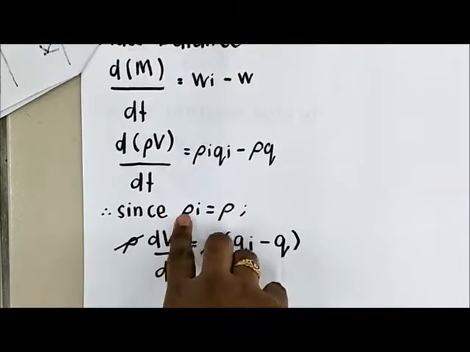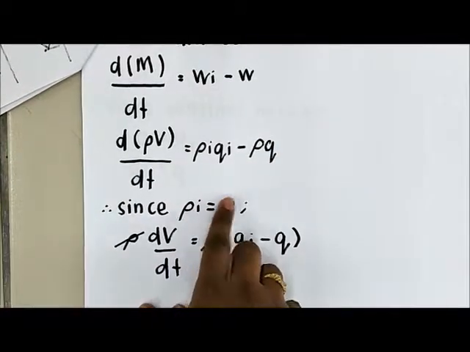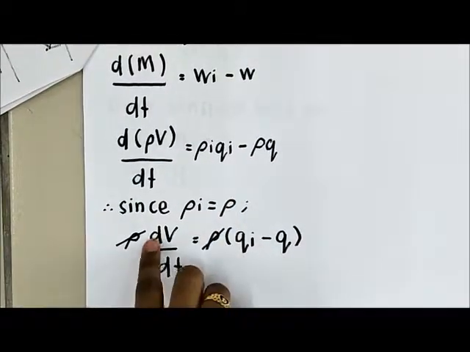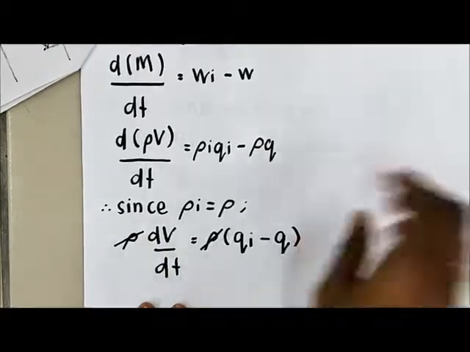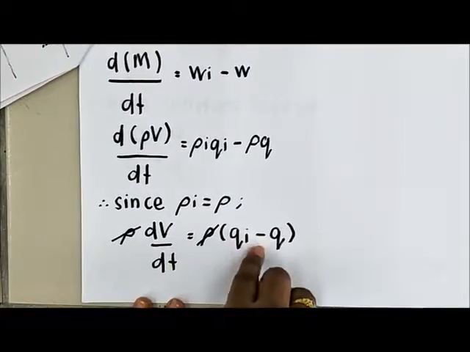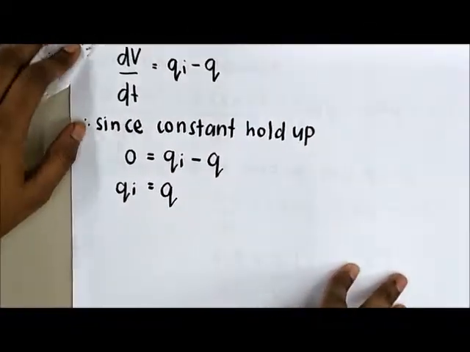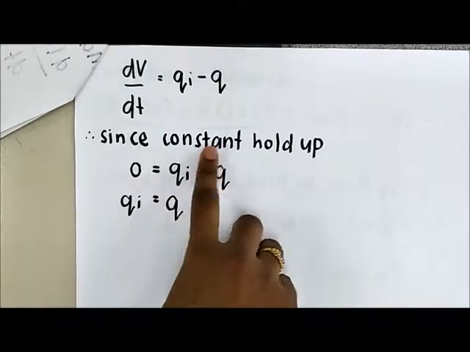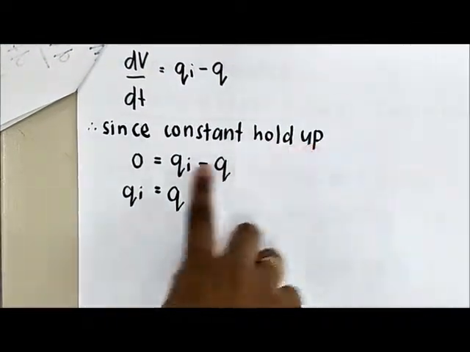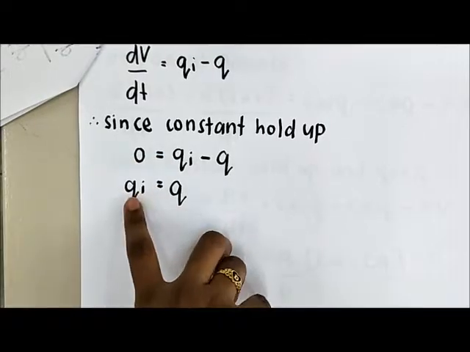Okay, so since the initial density is equivalent to the density, we can cancel the density, ending up with dV over dt equals Qi minus Q. Since the question states that it's a constant holdup, Qi minus Q will be 0, which means that Qi equals Q.